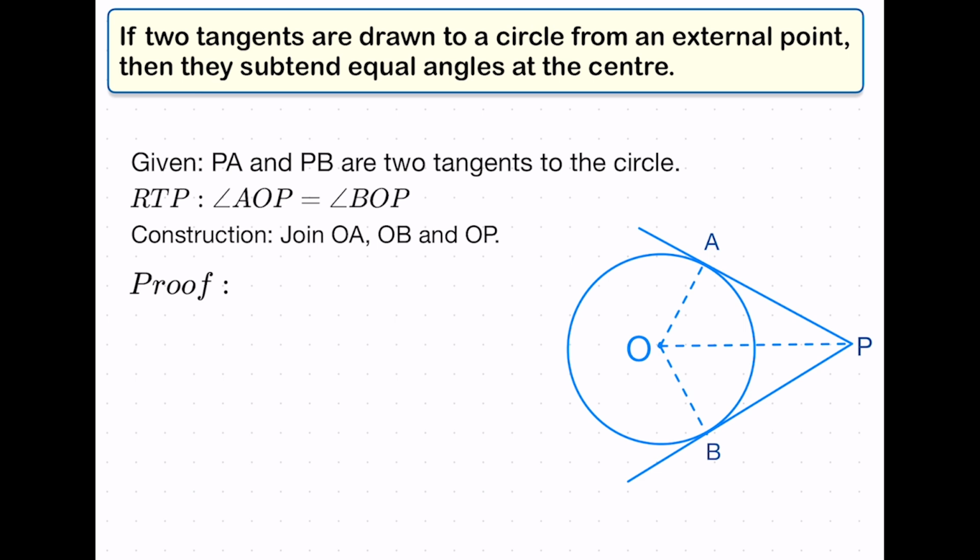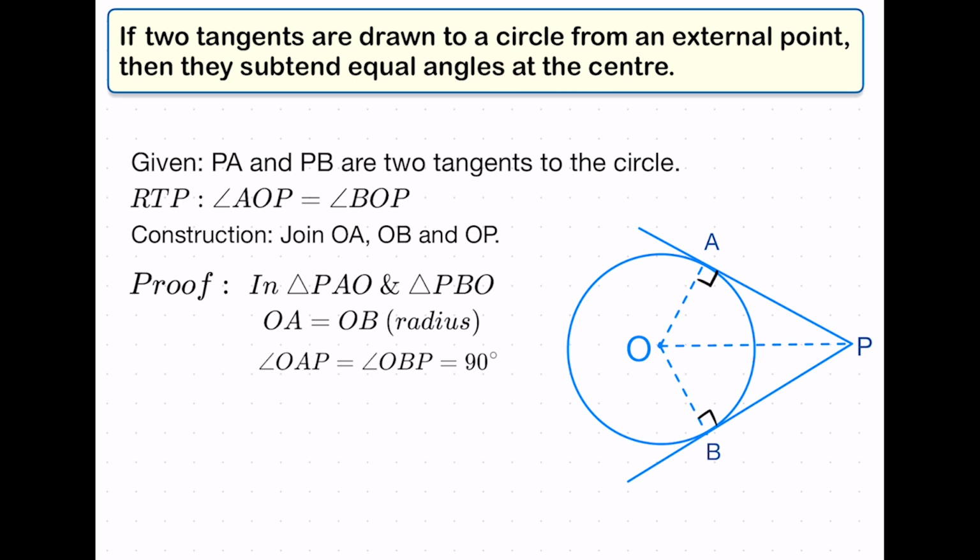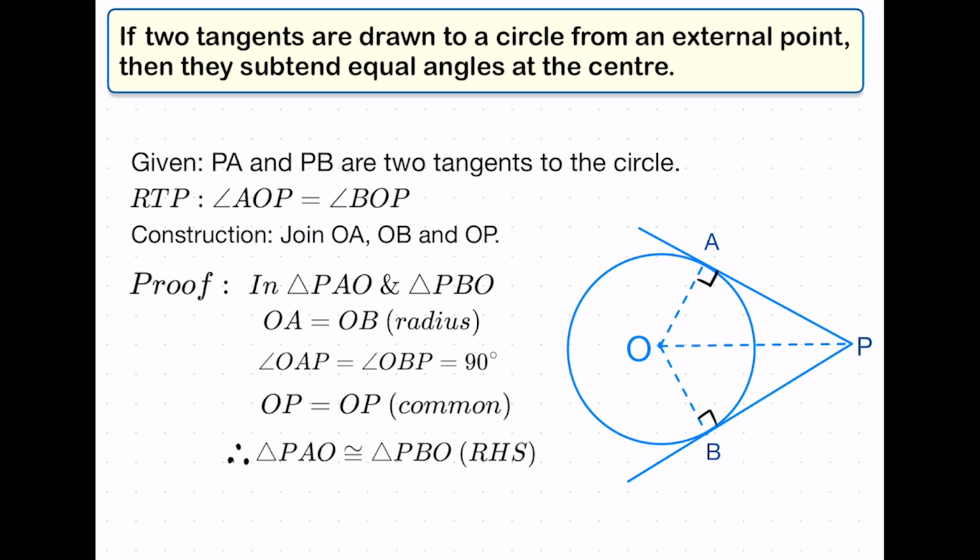Next, we'll take two triangles, triangle PAO and triangle PBO, and we are going to prove them congruent. As we know, OA equals OB as they are radii, and angle OAP equals angle OBP, which is 90 degrees, as we know the angle between the radius and the tangent at the point of contact is 90 degrees. And in these two triangles, OP is a common side. So we can say that triangle PAO is congruent to triangle PBO by the RHS criterion.